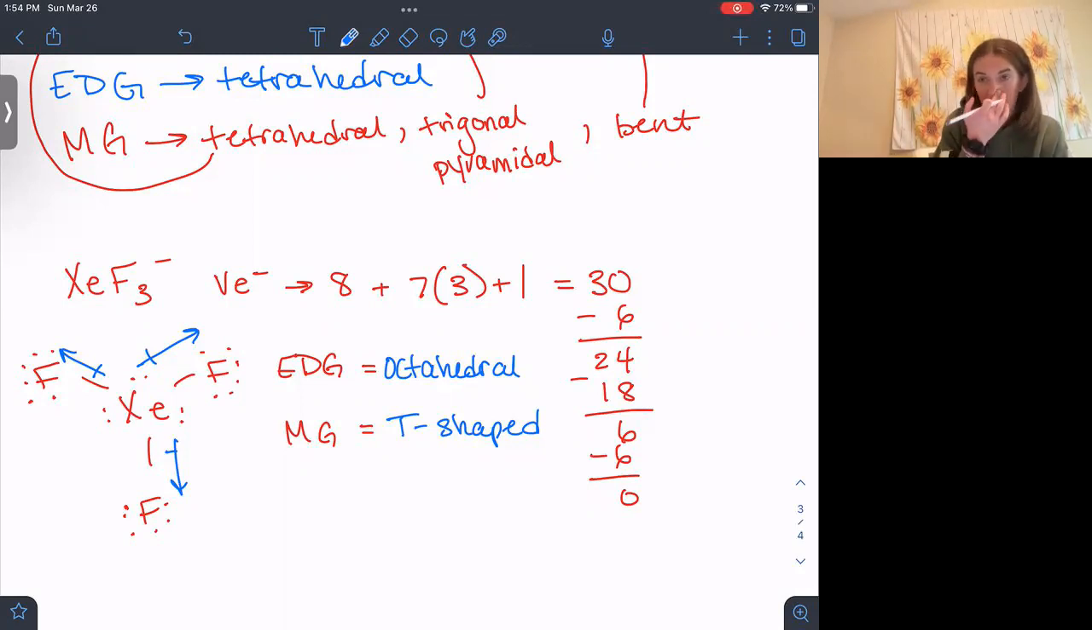So molecular geometry takes into account the lone pairs, right? You're looking at how the molecule is now bonded according to what's remaining. The lone pairs are what's going to distort the electron domain geometry, causing this molecular geometry.